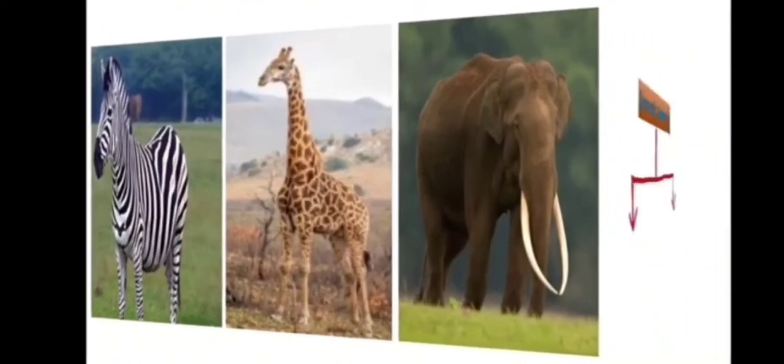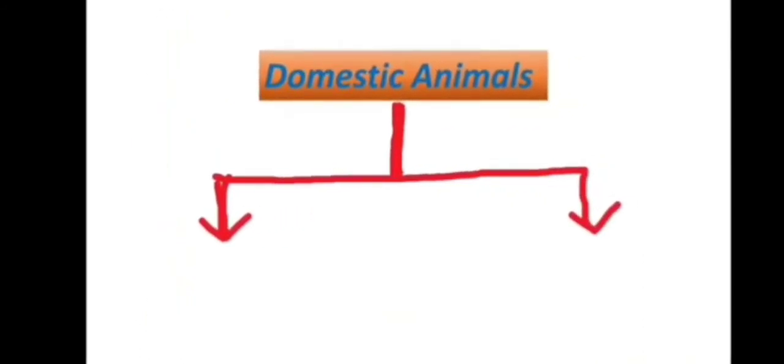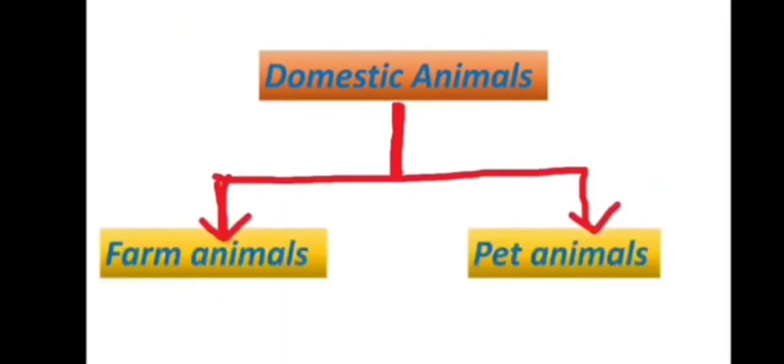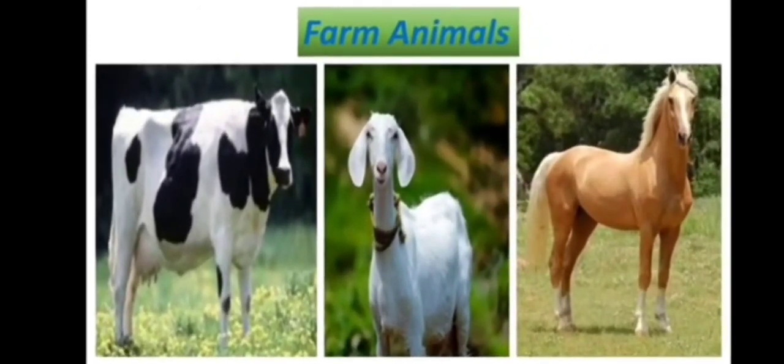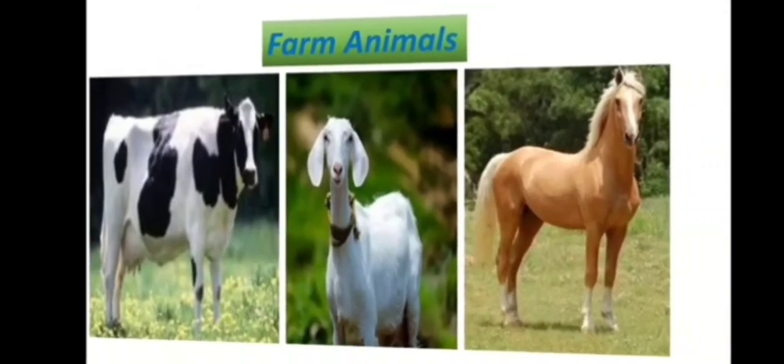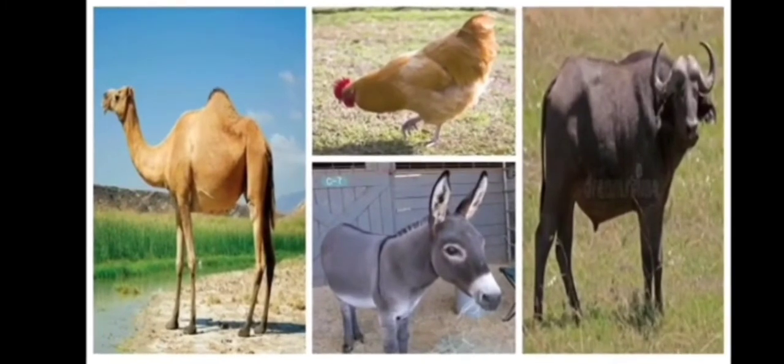And some animals live with us or on farms. They are called domestic animals. So, domestic animals include both farm animals and pet animals. Let's check which are farm animals. Yes, we can see here cow, goat, horse, camels, hens, donkey, buffaloes. These are some examples of farm animals.